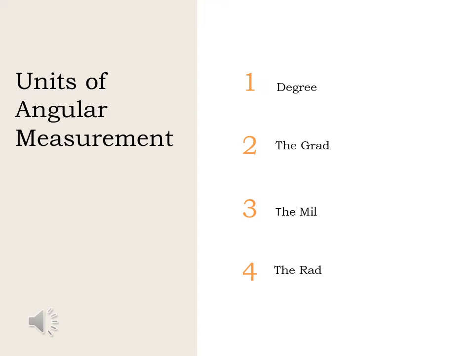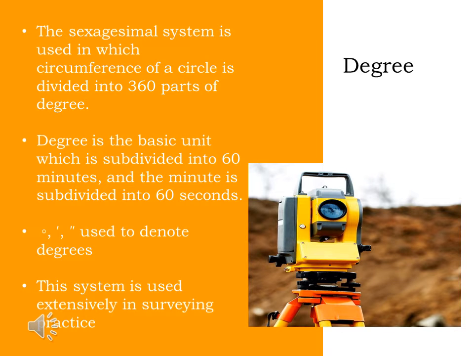The magnitude of an angle can be expressed in different units, all of which are basically derived from the division of the circumference of a circle. The four principal systems of units are the degree, grad, mil, and radians. The sexagesimal system is used, in which the circumference of a circle is divided into 360 parts, or degrees. The angle of 1 degree is defined as the angle which requires 1/360 of the rotation needed to obtain one complete revolution. This system is used extensively in surveying practice.